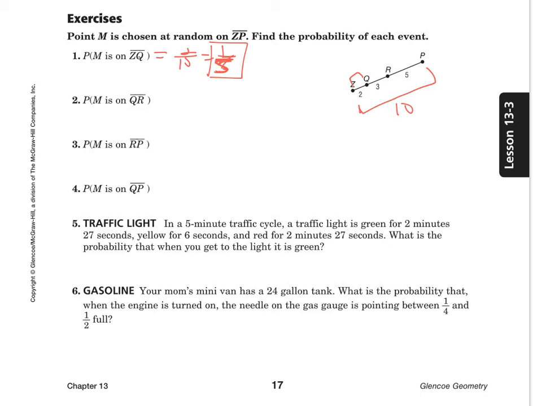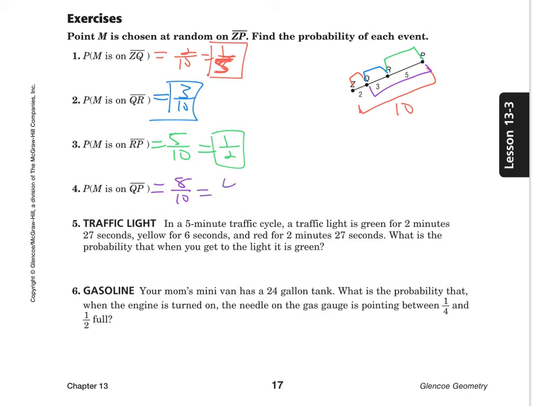Number 2, what's the probability that M is on QR? You look at the length of QR, it's 3. The answer is 3 over 10. Hopefully this is clicking with you. It's pretty easy. What's the probability that M is on RP? 5 out of 10, which reduces to 1/2. The last one you have to do a little bit of addition, but nothing too crazy. What is the probability that M is on QP? I start at Q, go all the way to P, that's 8, so it's 8 over 10, which reduces to 4/5.